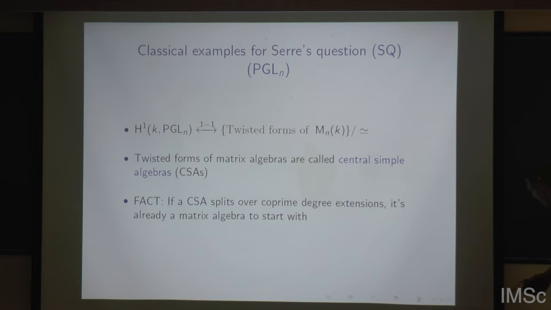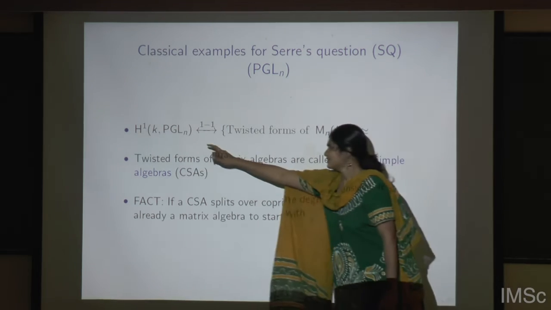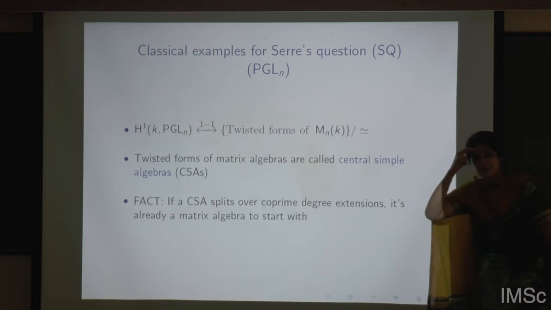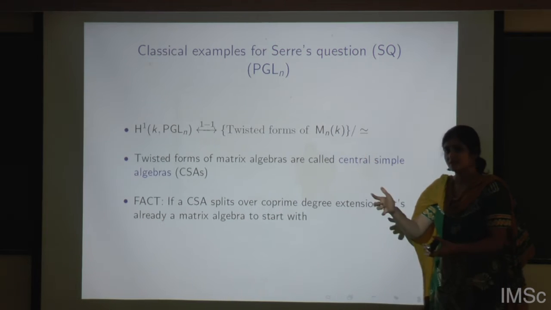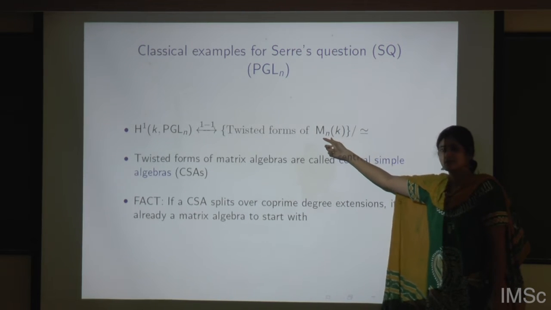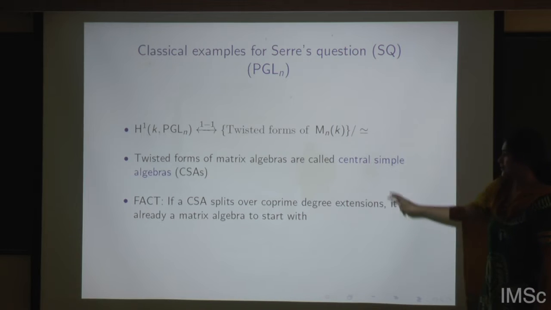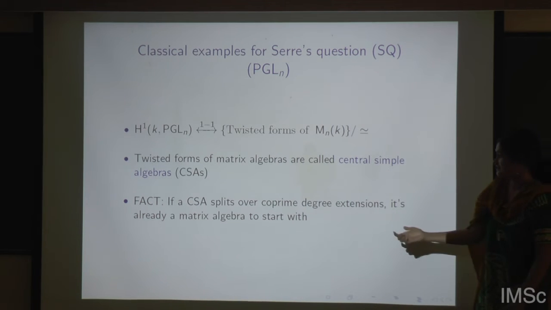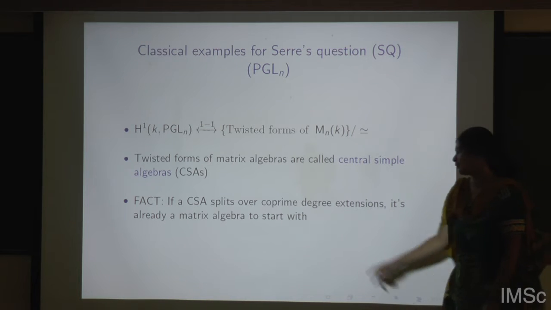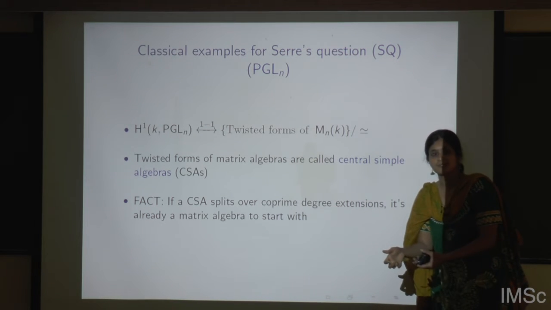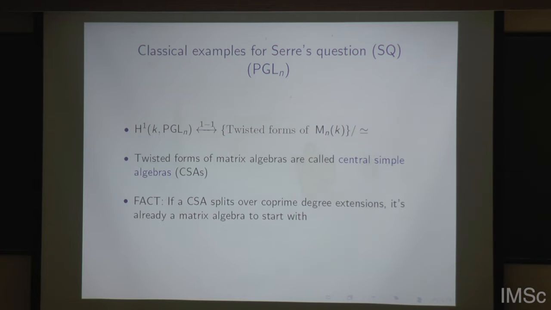Okay, so this is a very well studied question in the sense you already know some answers for some well studied groups. So for example, if you take PGL_N, this is the projective general linear algebraic group. This Galois cohomology set classifies what are called twisted forms of matrix algebras up to isomorphism. What do I mean by twisted forms? You take some algebra, when you go all the way up to the algebraic closure, it just becomes a matrix algebra. Okay? And these are what are called central simple algebras. And this is a fact from the theory of central simple algebras, that if you have a guy which becomes untwisted after co-prime degree extensions, it's already a matrix algebra to start with. Okay? So you know the answer for PGL_N.